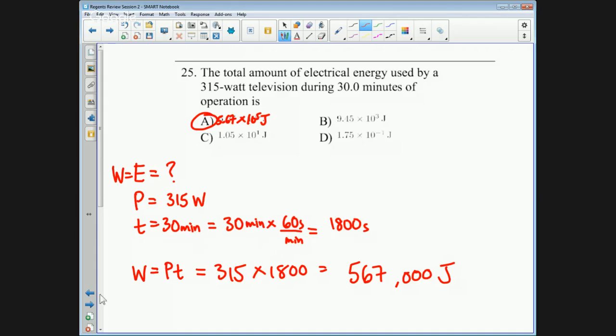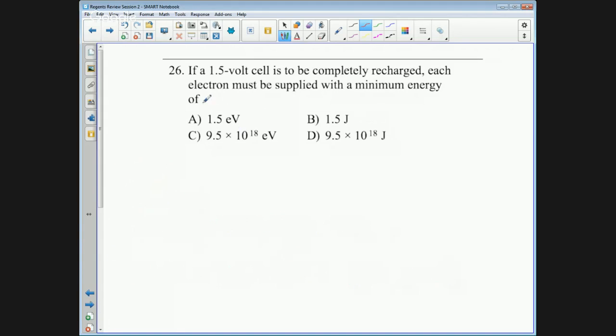Okay, number 26. If a 1.5 volt cell is to be completely recharged, each electron must be supplied with a minimum energy of what? So voltage is 1.5 volts. Each electron supplied. So electron equals 1.6 times 10 to the negative 19 coulombs. It's asking for energy. What is the minimum energy?